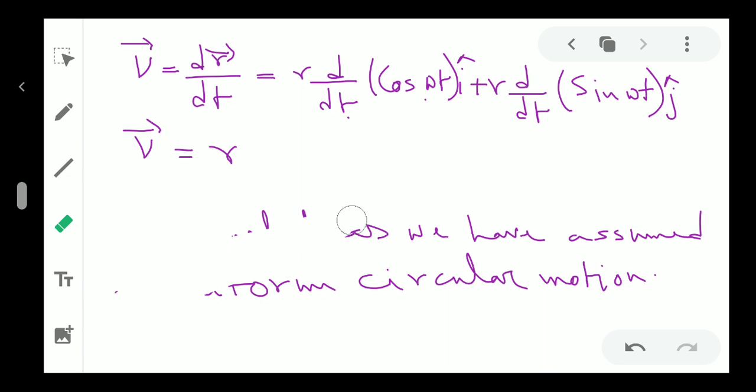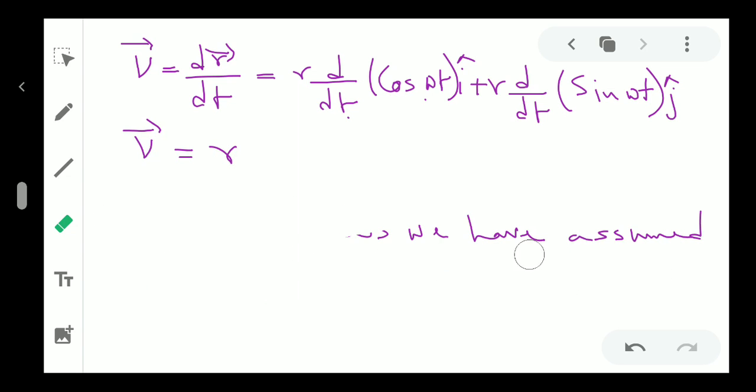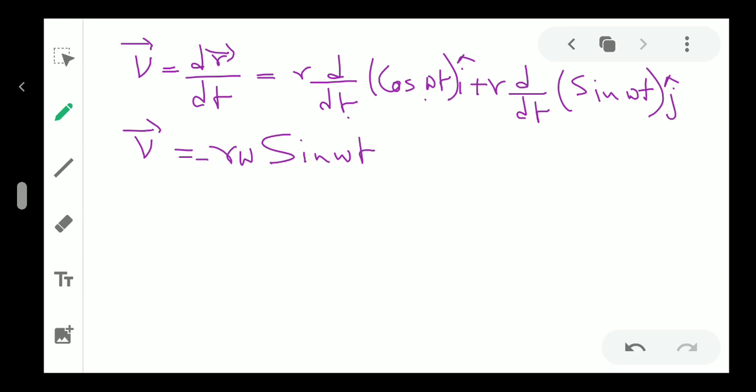So basically if we now do this, you can write that this is minus, omega will come in front, sine omega t, and then we have plus r omega cos omega t. There will be i cap and there will be j cap. So you can see that the velocity has two different components, one along i cap and one along j cap, right?